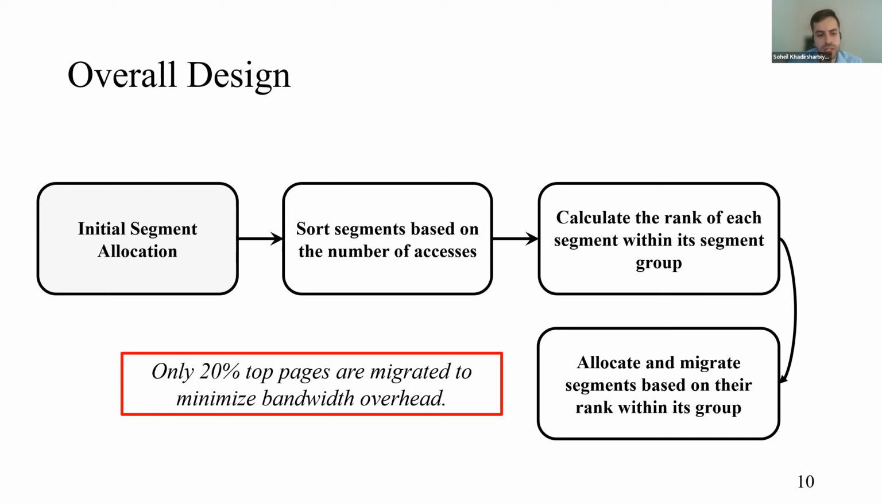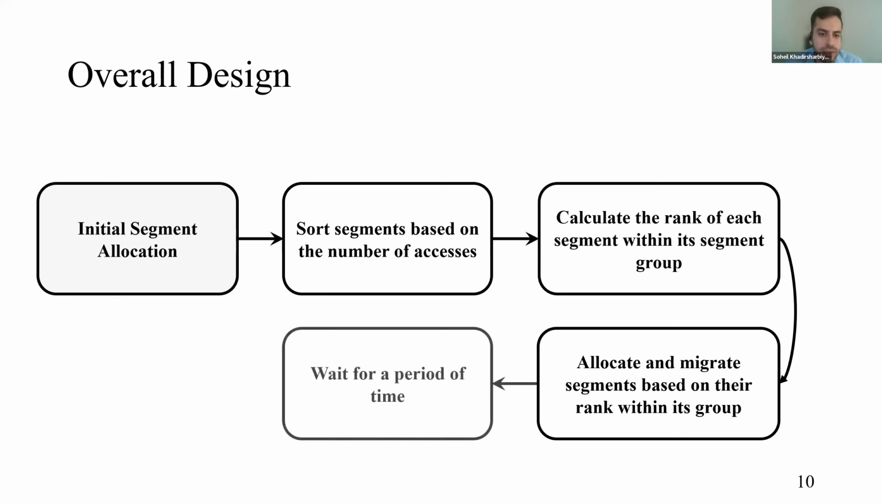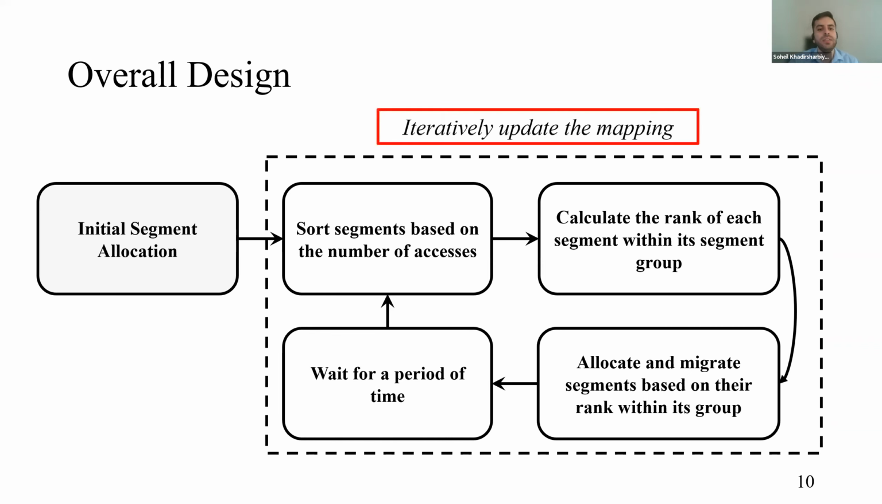So in this approach, we are using a threshold. The results that are presented use the top 20% of pages, but some other thresholds are also considered as part of the evaluation section. It means that only the top 20% of the pages are migrated, and the remaining use the initial segment allocation. Then we will wait for a period of time and continue this approach. It means that we will iteratively update the mapping to make sure that we are achieving the most optimal data allocation.